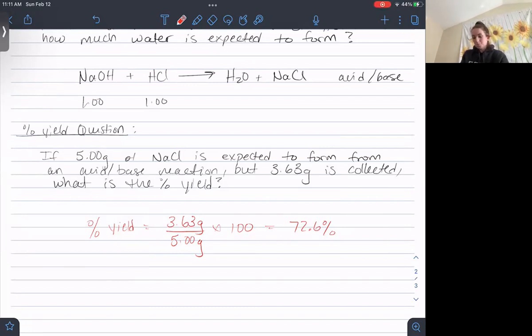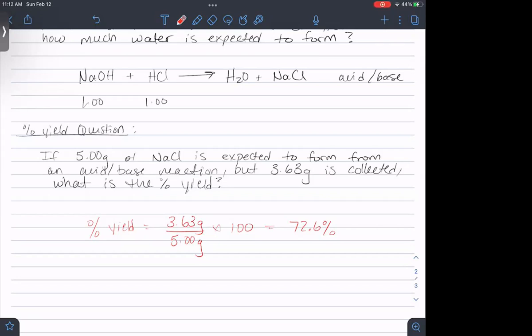But I would know how to do both. And in the practice problems, I do have one where you have to find the theoretical first and then use that in your question. So I would expect to see both. If you know how to solve finding the theoretical first and then percent yield, then you're golden. Okay, thank you. Yep, of course.